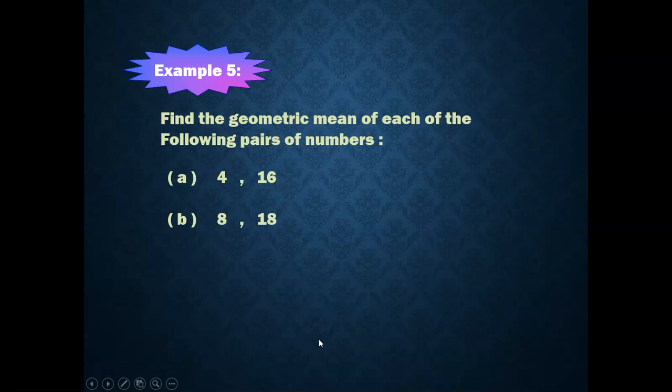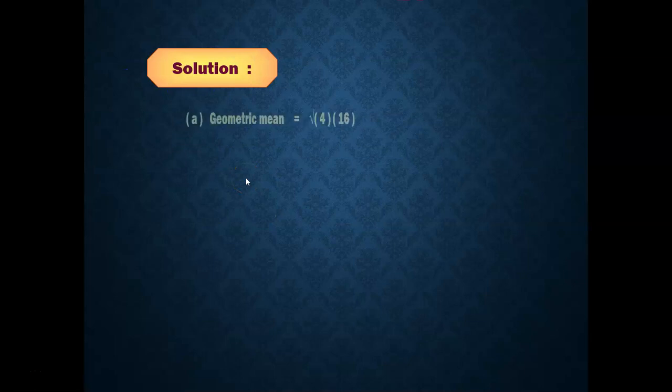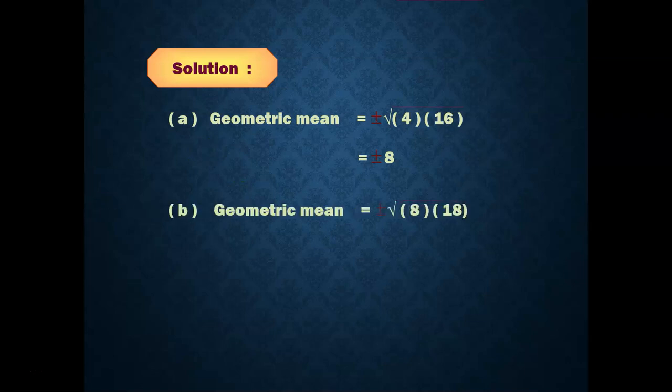So let's look at this example. Find the geometric mean of the following pairs of numbers. Your A is 4, your C is 16. We're going to have to look for B. So the geometric mean is equal to the square root of the product of 4 and 16. So 4 times 16 is 64, and the square root of 64 is plus minus 8. The other question was 8 and 18. 8 times 18 is 144, and the square root of 144 is plus minus 12.